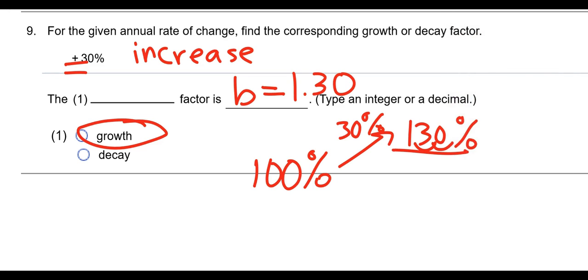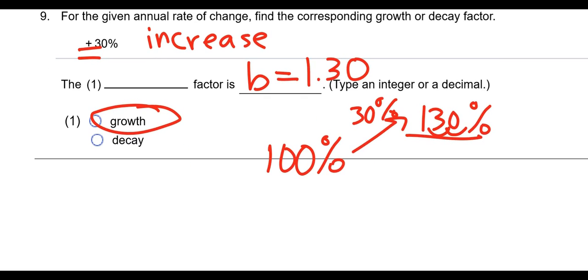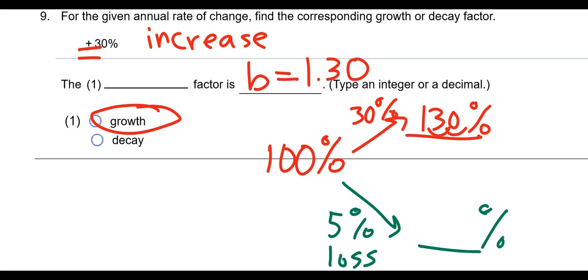Before we go to the next question, what would happen if this were a 5% loss? What percentage would that be if we had a 5% loss? 25%. If we go from 100 and we drop down 5, 95. That's 95%. What is the B value that would go with that situation? 0.95, right?